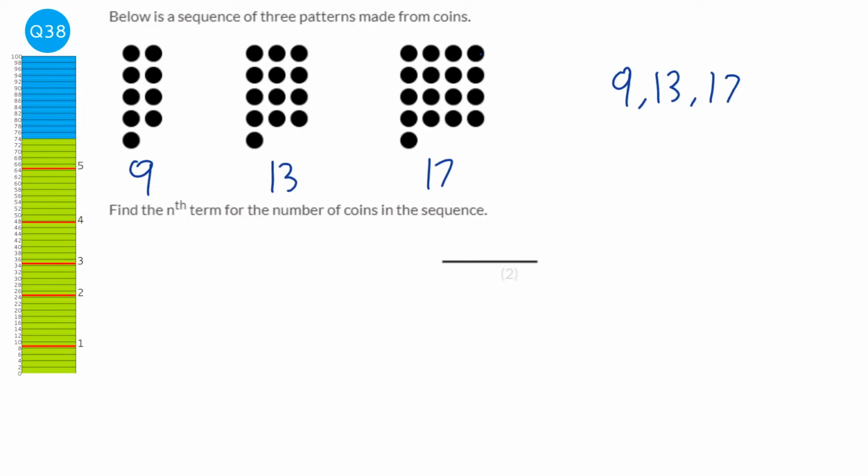And we're going to see what it's going up in. So we're adding 4 each time. And that means our sequence will involve 4n. And then what we do is we go backwards 1 to find the 0th term. So we're going to take away 1. So 9 take away 4 is 5. So the 0th term is 5. And the 0th term just tells us what to add on to the 4n. So 4n plus 5 will be our answer.